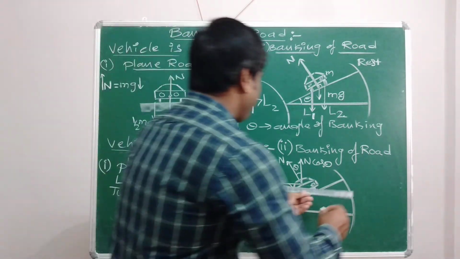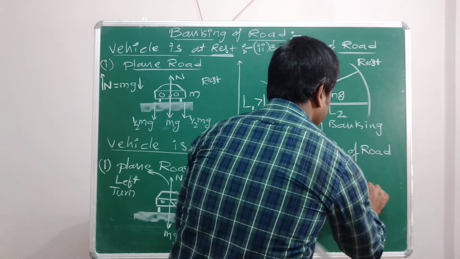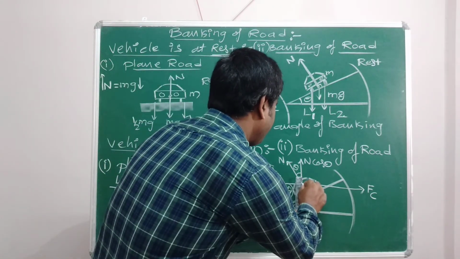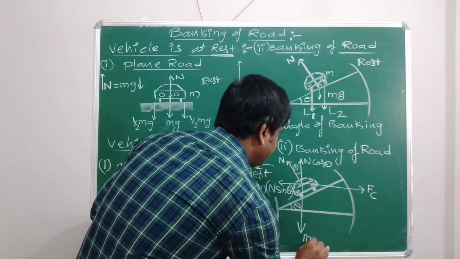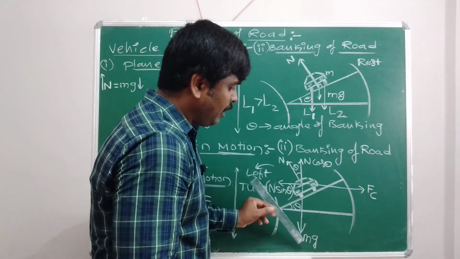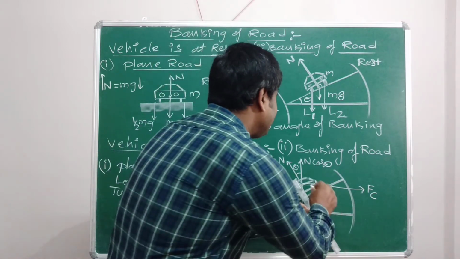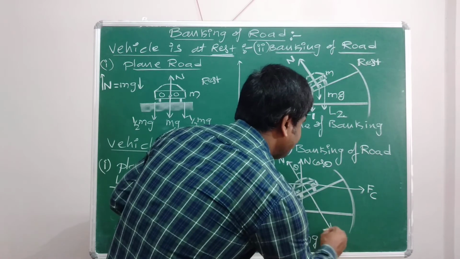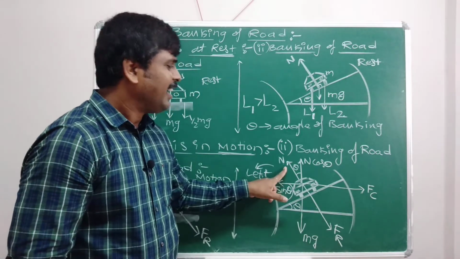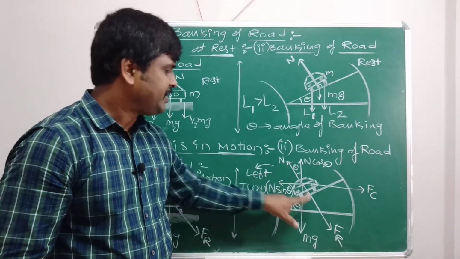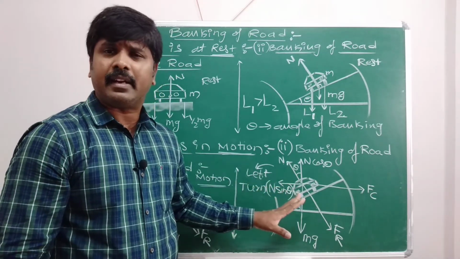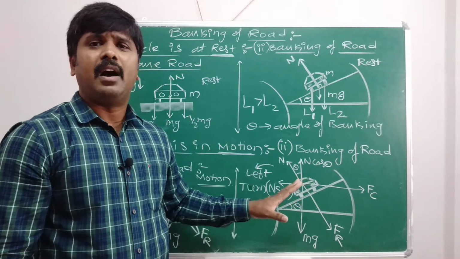Okay, and what about centrifugal force? This is where the centrifugal force takes place. And always in the downward direction, mg is acting, where m is the mass of the vehicle, that is the mass of the car, and the resultant of the load and the centrifugal force is Fr. Fr is the resultant force, which is balanced by the normal reaction. Then this is the safe turning due to the banking of road.